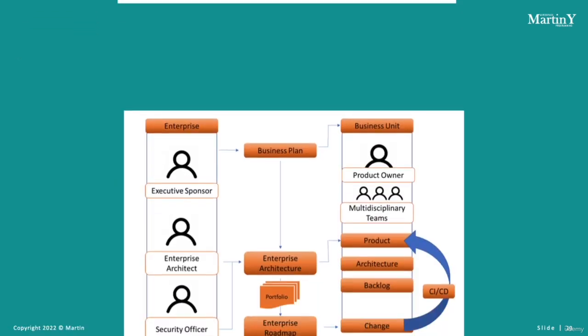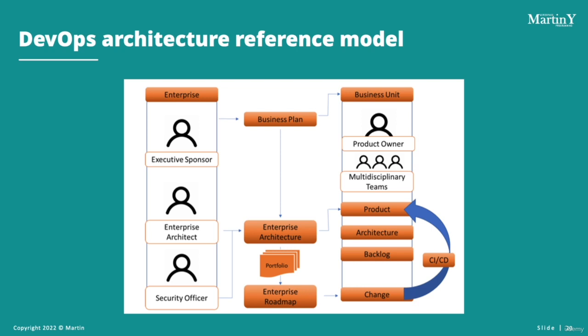So let's see how this would actually work in practice in the next figure. Here you have some people within the model that you saw in the previous slide. And this is basically the DevOps workflow for enterprises. You can see that from the enterprise we're getting the business plan, and then this is passed to the business unit. From there, it goes to the product owner, who distributes the work to the different teams. On the other hand, the enterprise architect works with a security officer to build the enterprise architecture that translates into a portfolio that builds a roadmap.